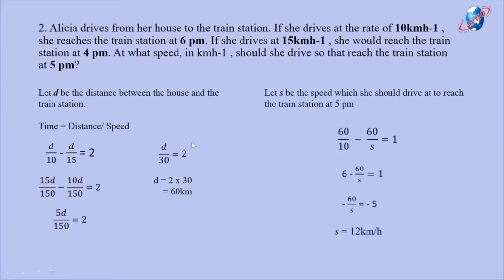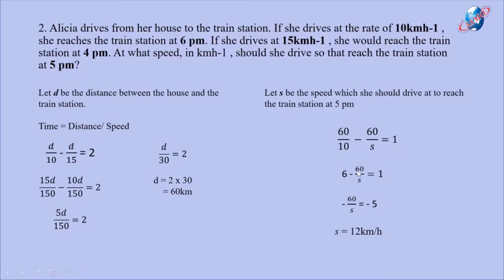So, because we know that the distance is 60 kilometers, now distance over speed, we get time. So 60 divided by the speed of 10, she'll reach at 6 p.m. So if we want to reach at 5 p.m., it will be a 1 hour gap between it. Now, we know the distance, we don't know the speed at which she would drive to reach the station at 5 p.m. That's why we put an S here.